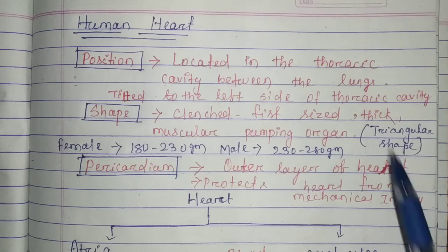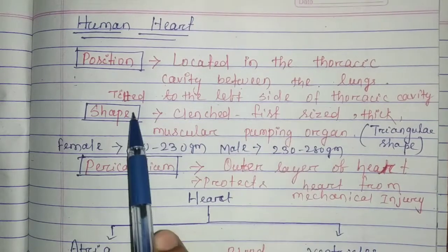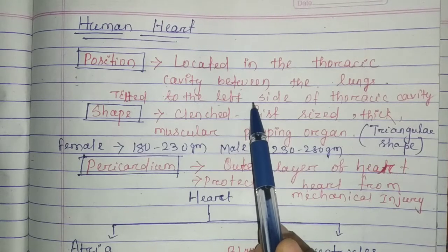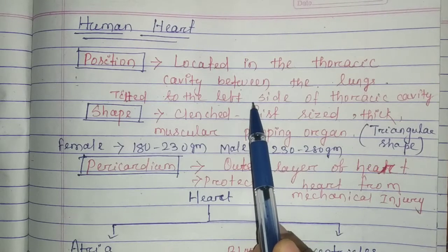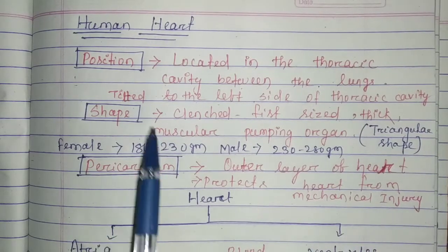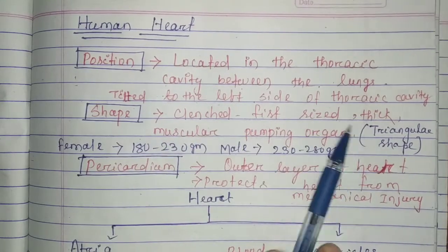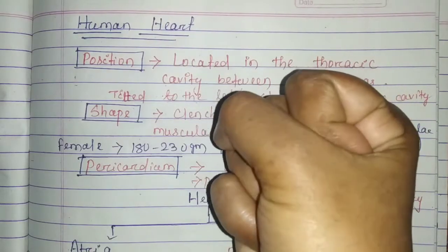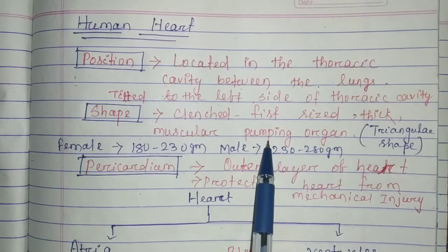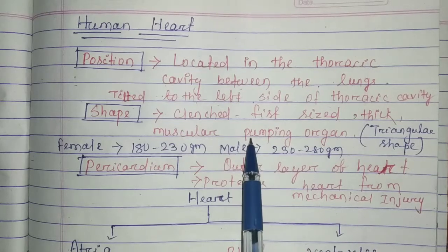It is located in the thoracic cavity between the two lungs, and it is tilted towards the left side of the thoracic cavity. It is not exactly at the mid position in between the two lungs. It is slightly tilted towards the left side, and its shape is like a clenched fist, that means like your fist. It is a thick and muscular pumping organ, pumping because it pumps the blood.